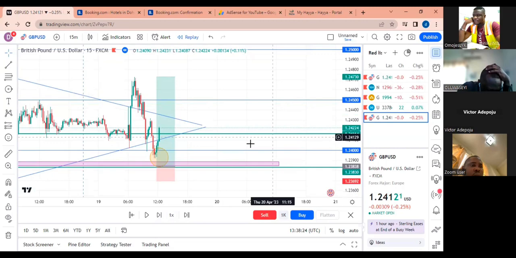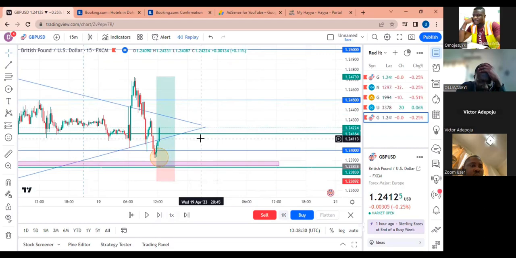I have the low of the week here. That's why it's not good to take it from here. If I take my trade from here, number one, it's not yet my trading time. This is not yet London. The London session has not started here. This is around 11:45 a.m.